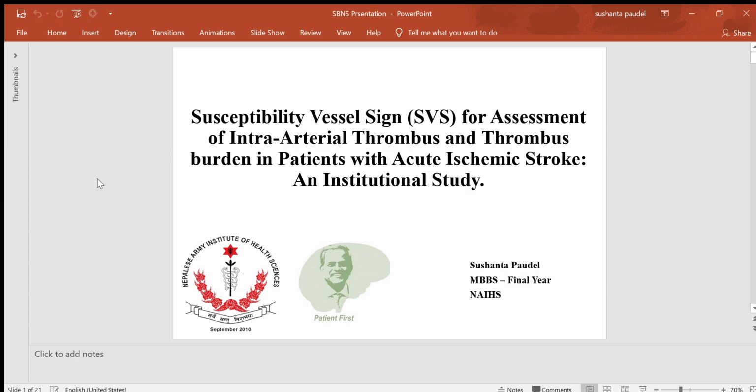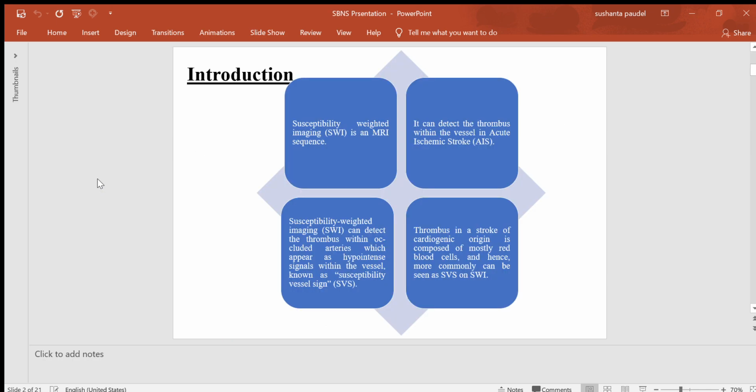I'm going to present on the topic of susceptibility vessel sign for the assessment of intraarterial thrombus and thrombus body in the patient with acute ischemic stroke. It is an MRI sequence which can detect the intraarterial thrombus due to the distortion of the magnetic field.